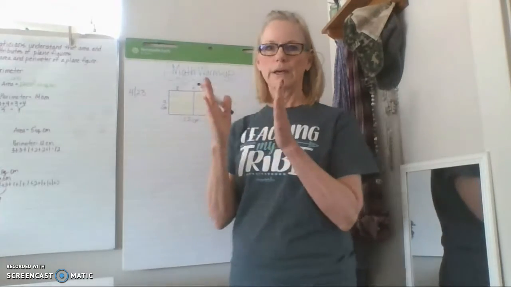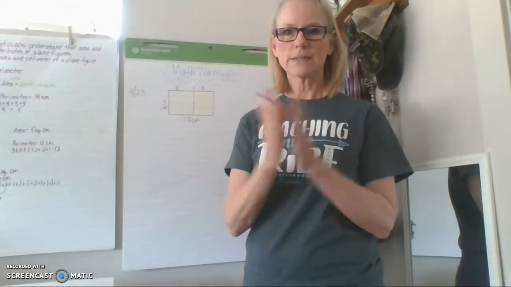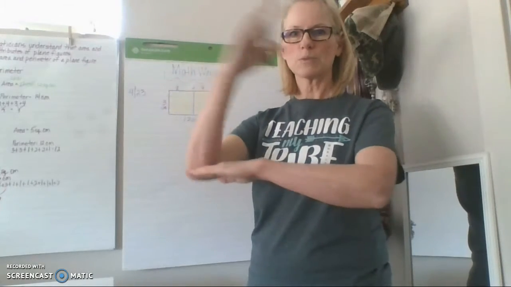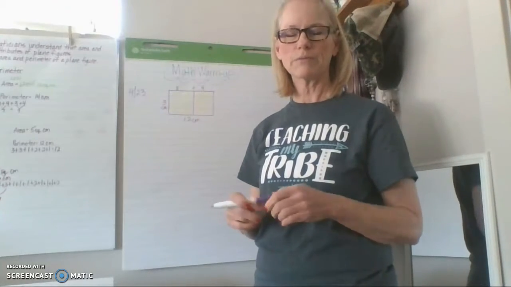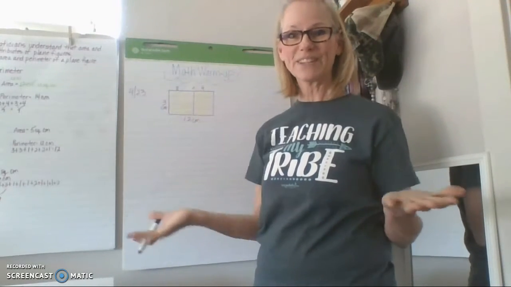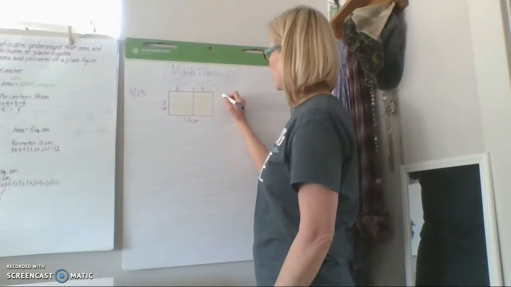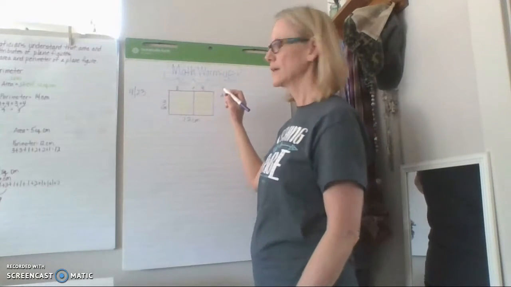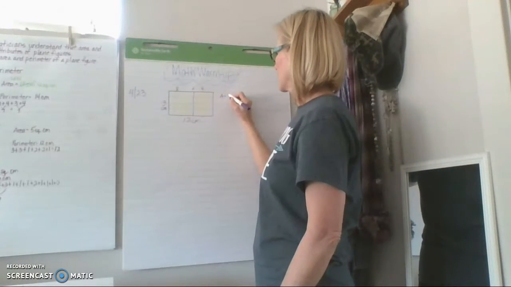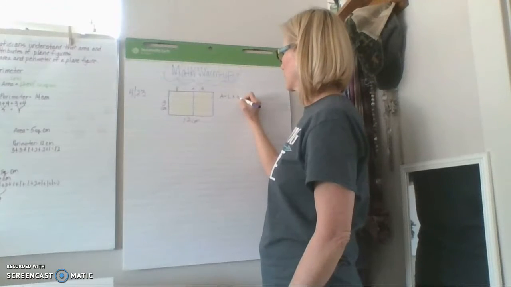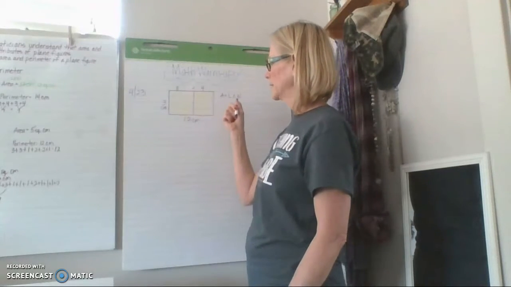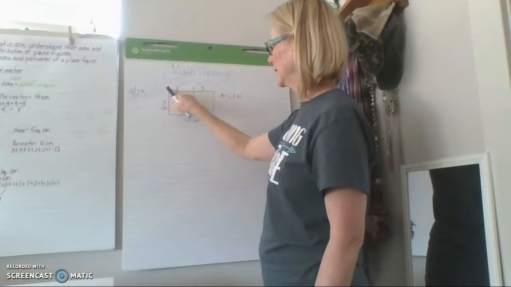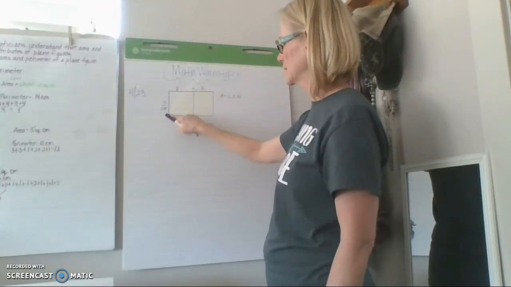So I know area is the space inside, length times width. Well, we all know that chant, but really, Miss Doyle, what does it mean? How do I use that? So the formula, that's what we're going to call this: area equals length times width. So I'm going to say length is the longer side, width is this.